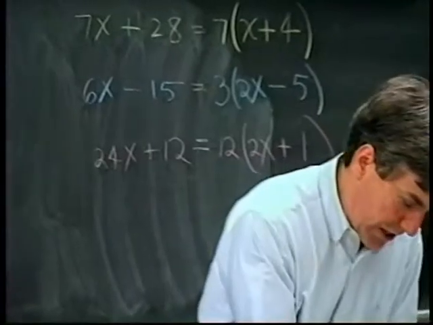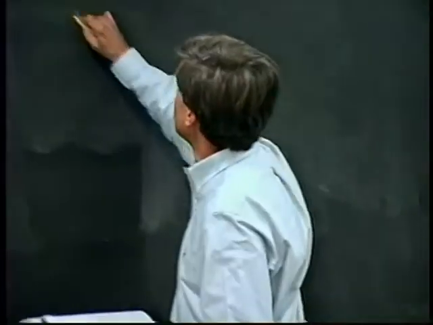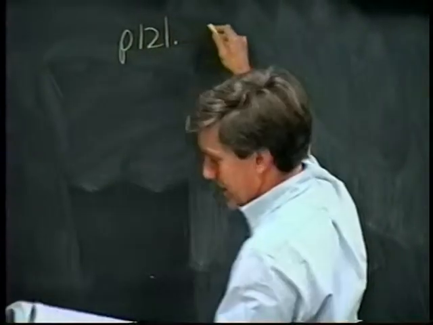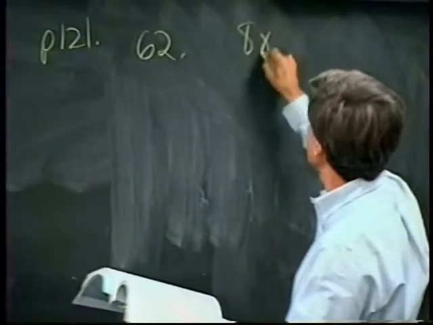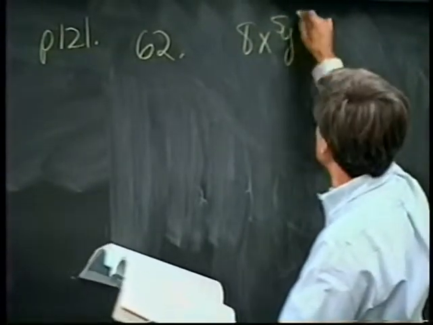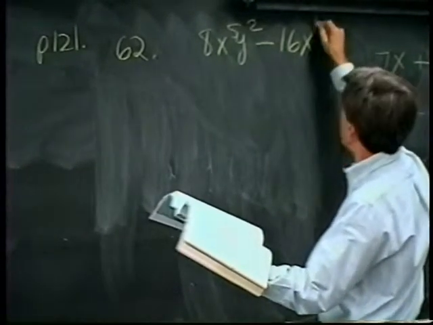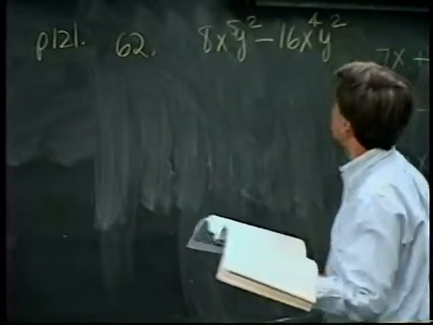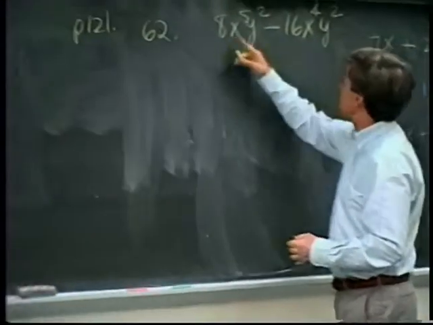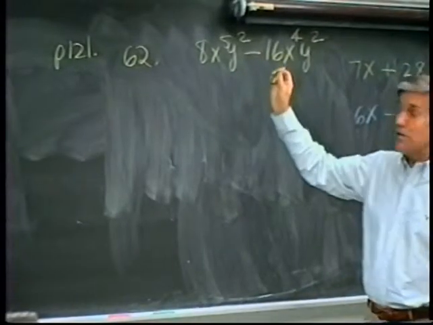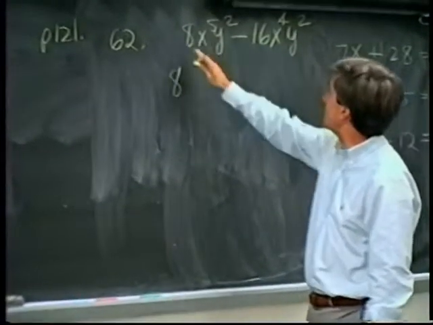All right, go on to page 121. Turn to page 121, and let's take an extra challenge problem, or a harder one. Take a look at number 62, and the problem says 8x to the 5th y squared minus 16x to the 4th y squared. Now look at that, and tell me what common factors do you see in this? 8. And an 8, okay? An 8, okay, let's put down the 8, that's a common factor.